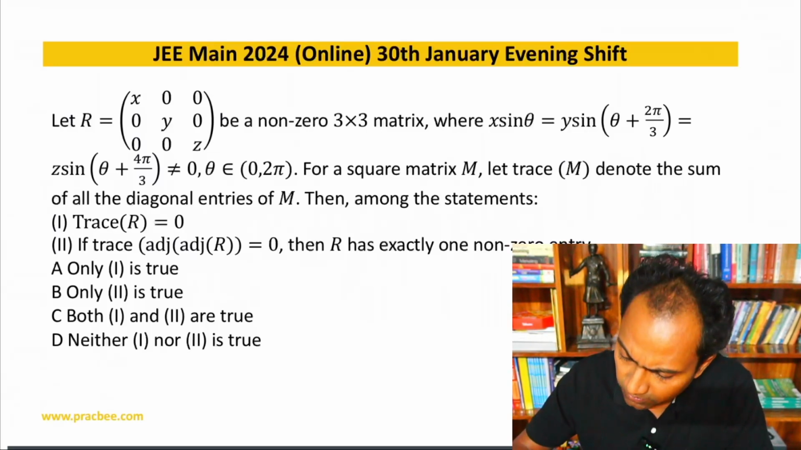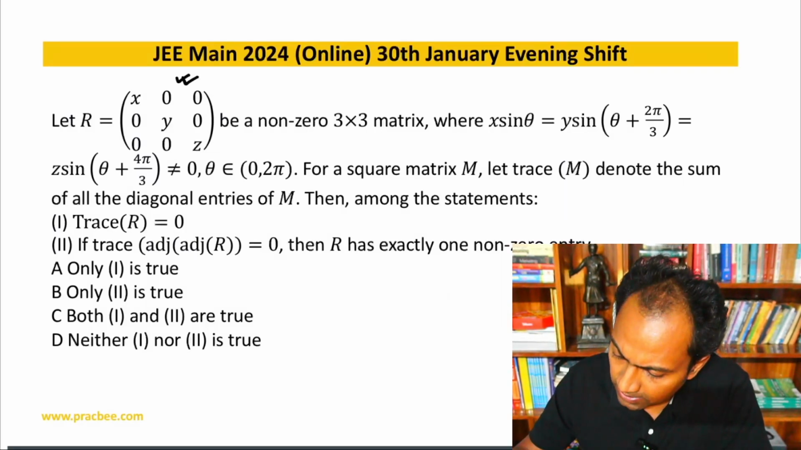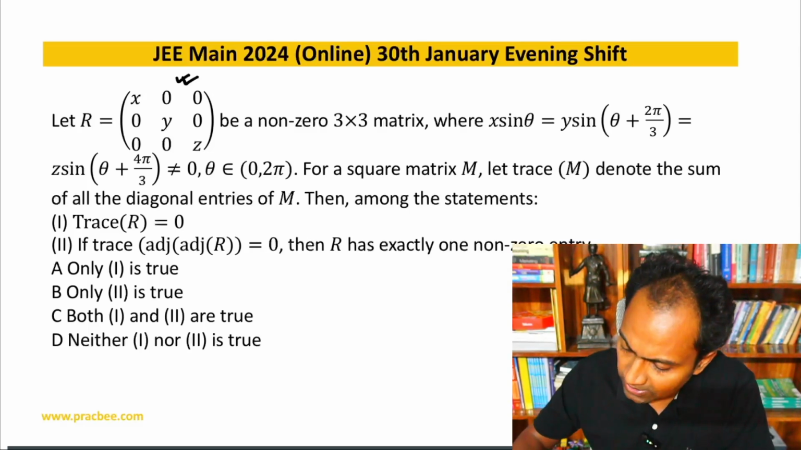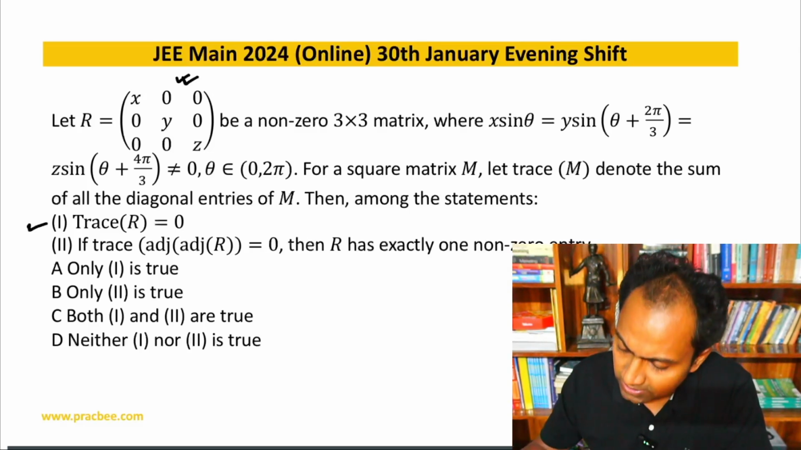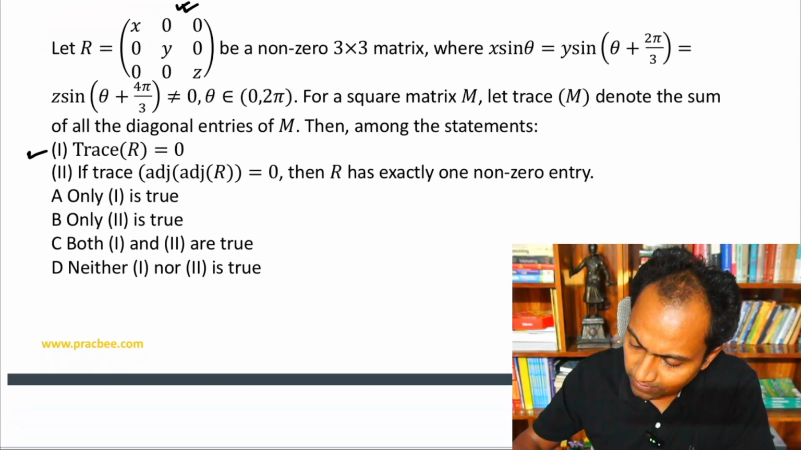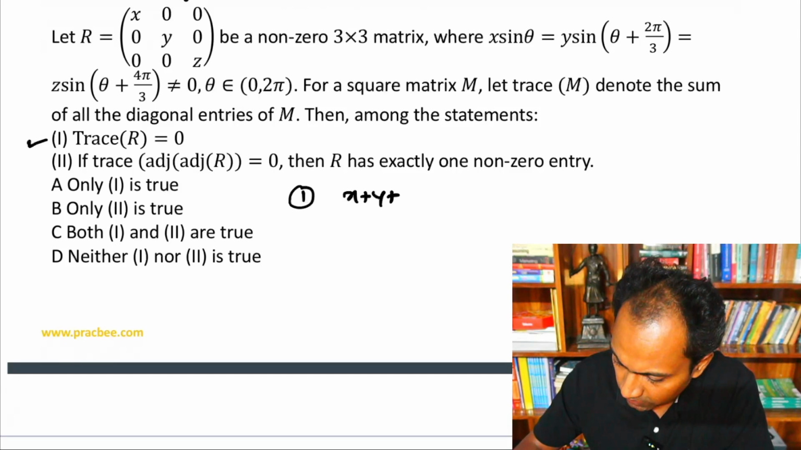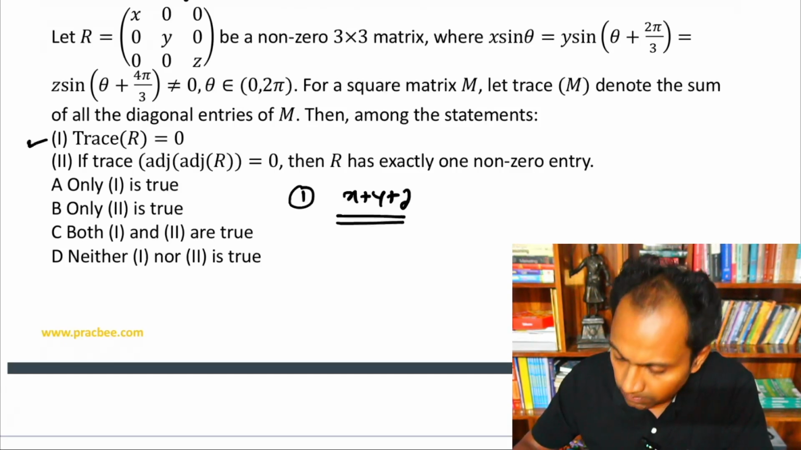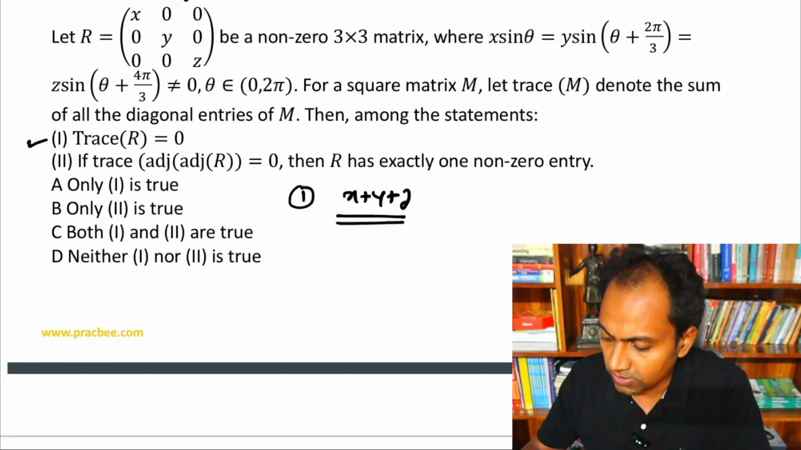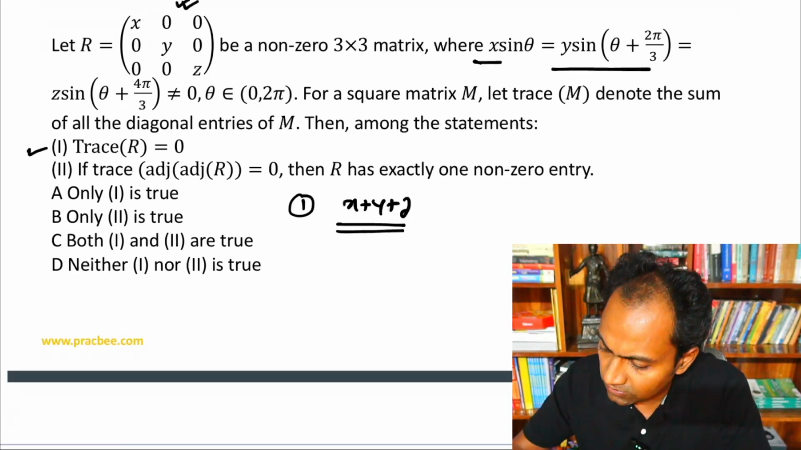So they are saying that if you have this matrix, then the trace, because they are saying the trace is equal to 0. First let us check it for the trace only. So if I write the value of trace, it is going to become x plus y plus z. Now what will be the value of this trace? For that they have given a relationship between x, y, z.